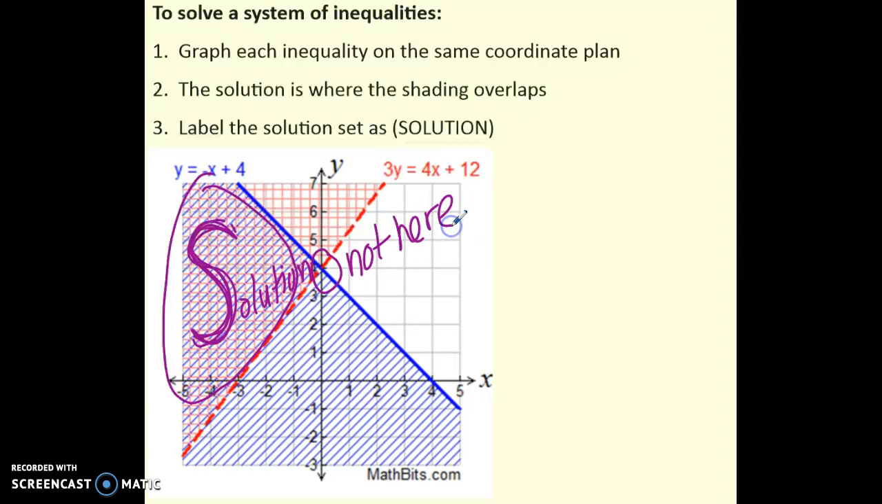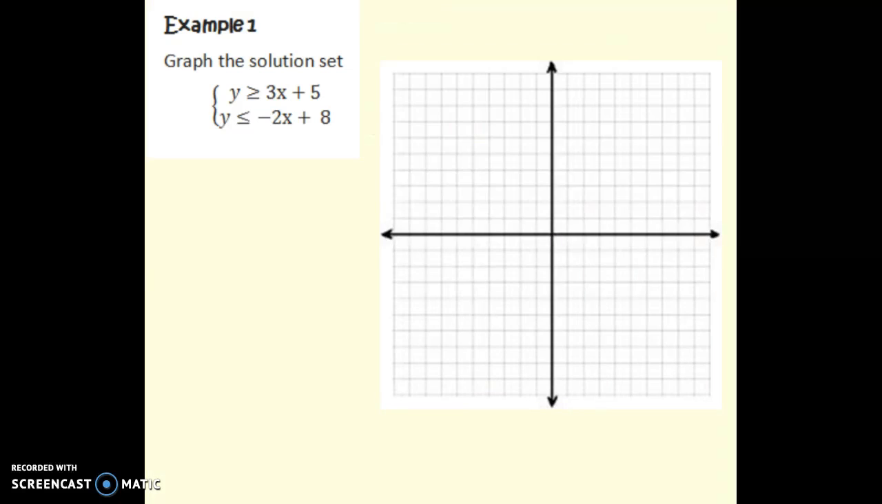Because technically where they cross on this one is not a solution for the red line, because the red line is dashed. So how are we going to find the solution to an inequality? We only do it graphically. You're going to graph the first one, you're going to graph the second one, you're going to put an S where the shading overlaps. It's nice if they're in y equals form because then you could just graph them automatically.